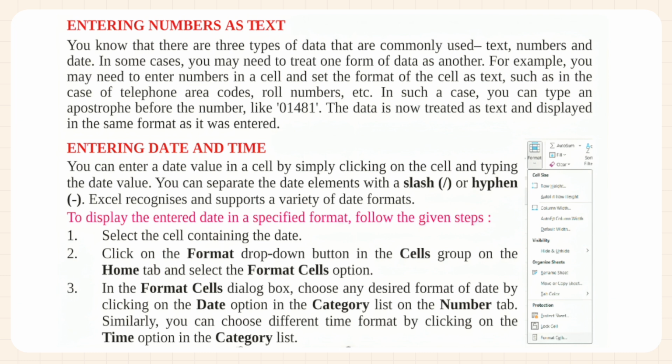1. Select the cell containing the date. 2. Click on the Format drop-down button in the Cells group on the Home tab and select the Format Cells option. 3. In the Format Cells dialog box, choose any desired format of date by clicking on the Date option in the Category list on the Number tab. Similarly, you can choose different time format by clicking on the Time option in the Category list.